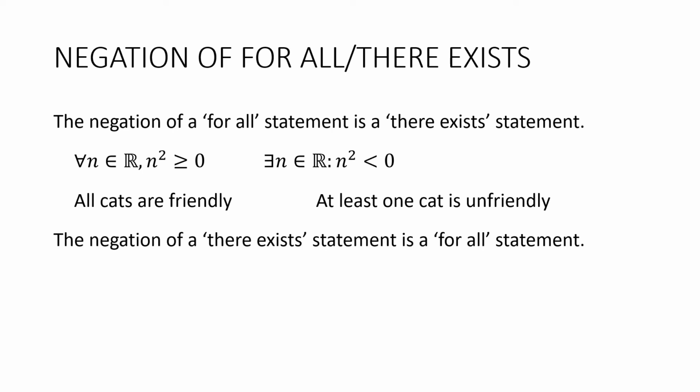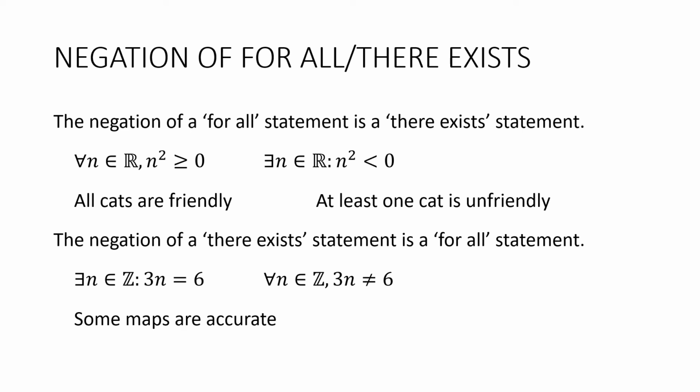The negation of a there exists statement is a for all statement. This says there exists an integer n such that 3n is equal to 6. The negation of that is there doesn't exist an n such that 3n is equal to 6, but we probably should write for all n that are integers, 3n is not equal to 6.